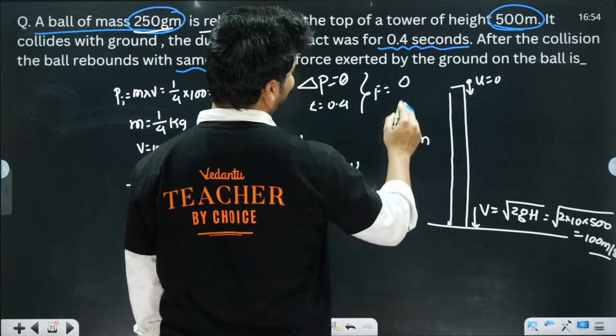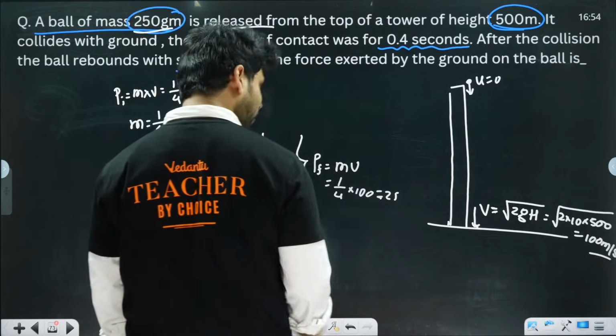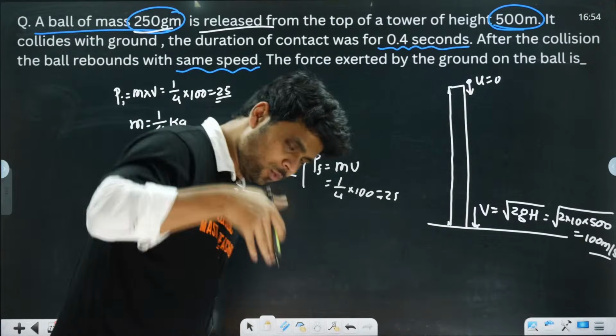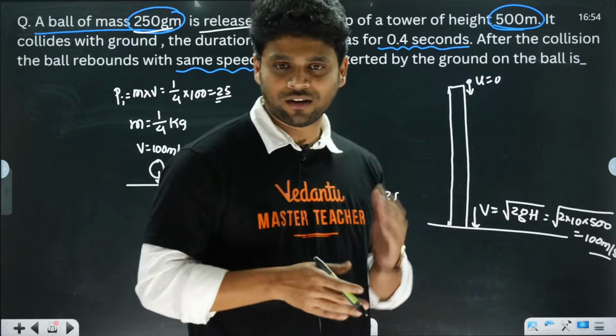This is wrong. Okay? Answer is wrong. Why wrong, sir? Because initial momentum is 25, downward. Final momentum is 25, upward. Okay?